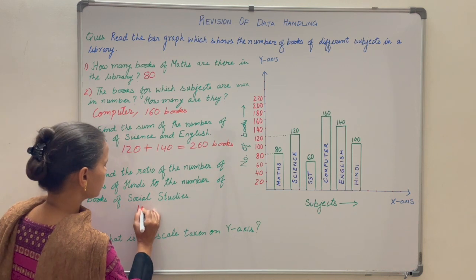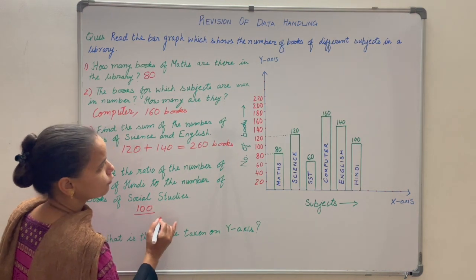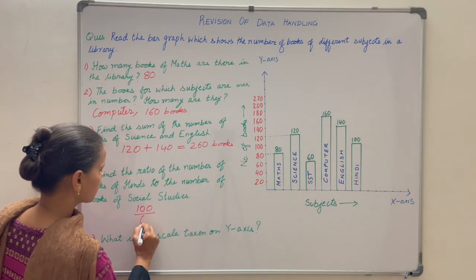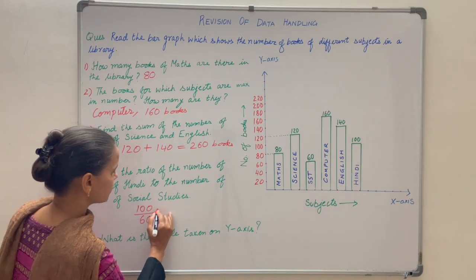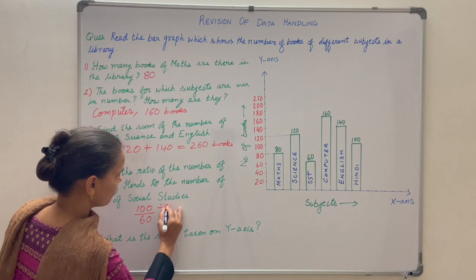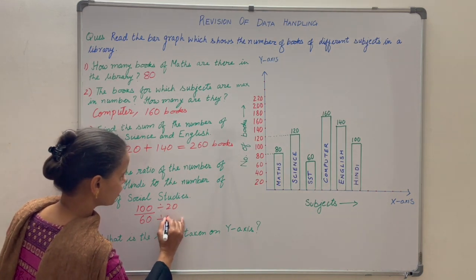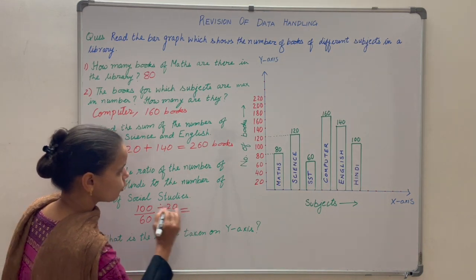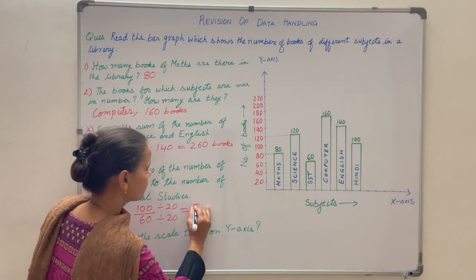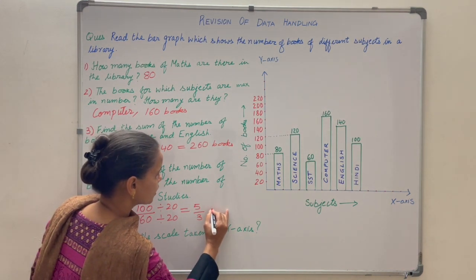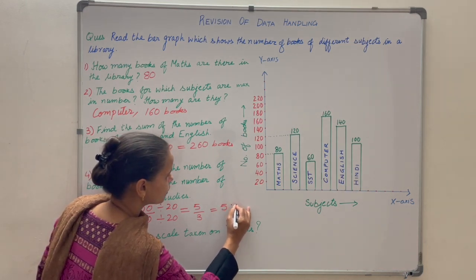So for Hindi, it is 100. For social science, it is 60. So you need to write, since they are asking the ratio, you have to simplify it to its lowest form. So if you divide both numerator and denominator by the highest common factor, you get the simplest form. So you get here 5 by 3. So ratio is 5 is to 3.